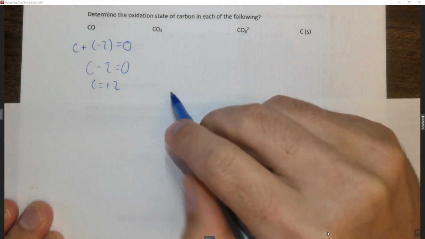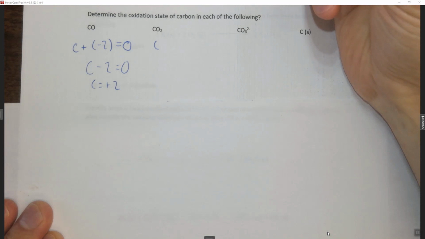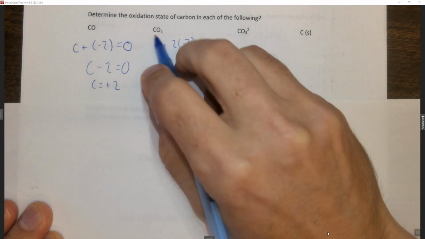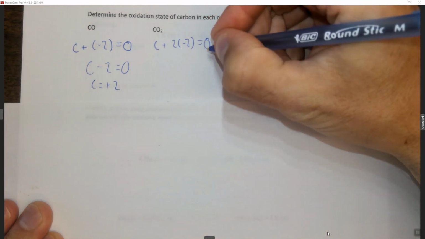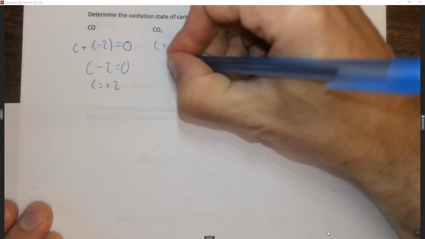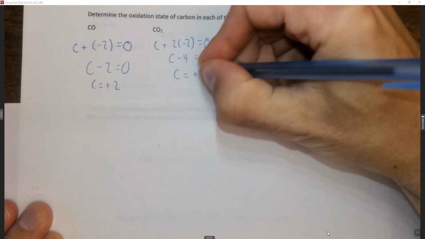Let's look at carbon dioxide. Same thing here. Carbon, which is X, the thing we're trying to find the oxidation state of, plus 2 times -2. Two oxygens, each with a -2 oxidation state, equals 0. So we have carbon -4 equals 0. Carbon equals +4.